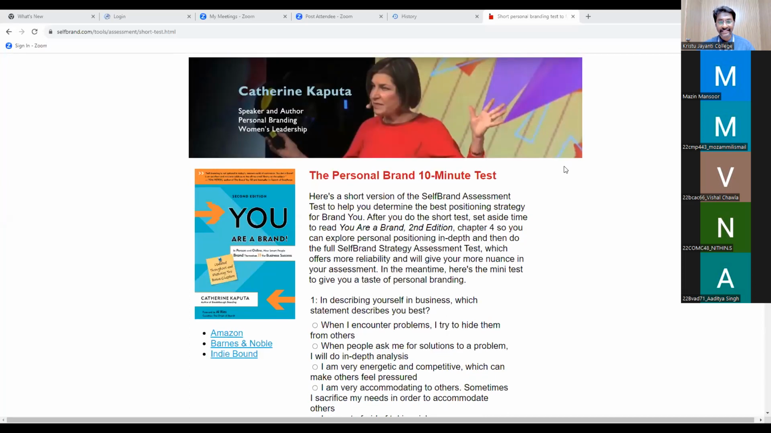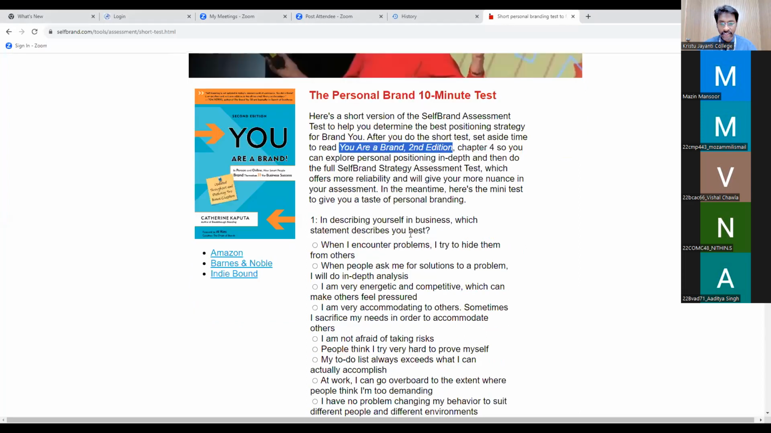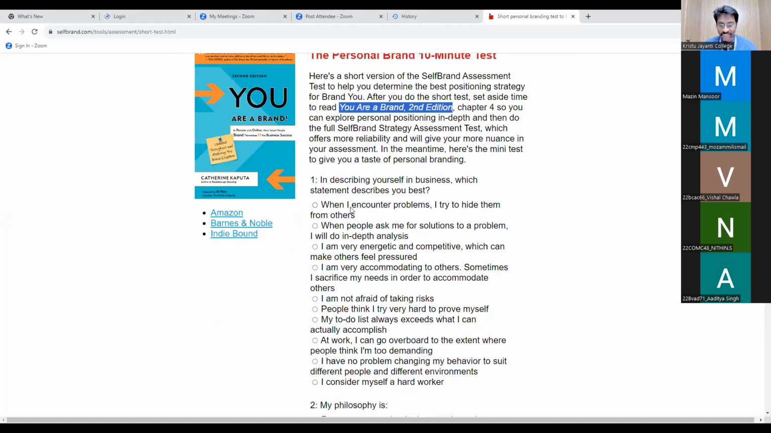As I told you, this is one of Catherine Caputa's best books, You Are a Brand. That book was the best of her works, if you ask me. In that work, she categorized people into various personalities, and we'll see how she names them one by one. So first, try to answer all these questions. In describing yourself in business, which statement describes you the best?